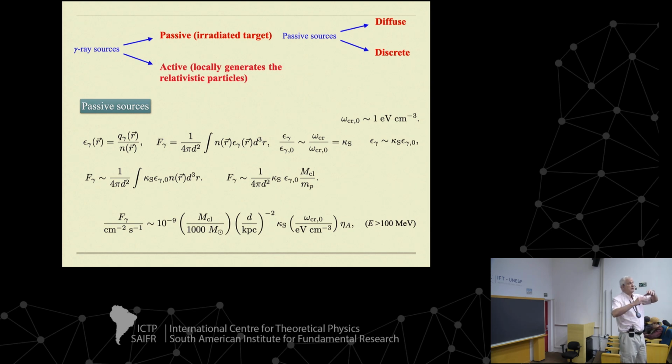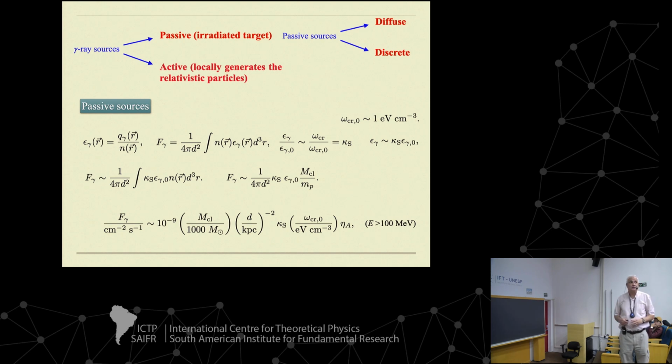They can be diffuse sources, like, for instance, the diffuse emission that we have seen in the Fermi all-sky map, or the sources could be discrete, passive discrete sources, like a molecular cloud that is irradiated by cosmic rays that are accelerated in a nearby source.